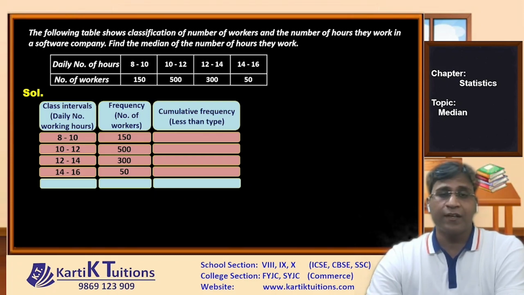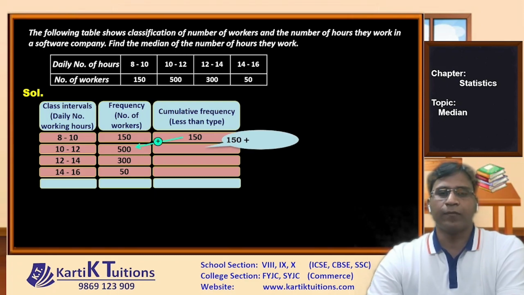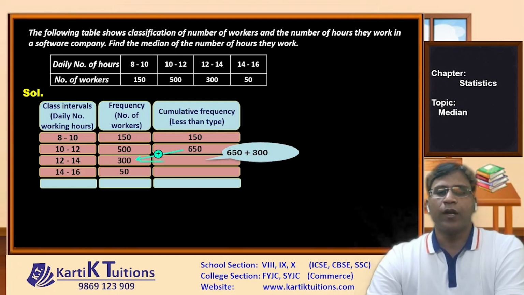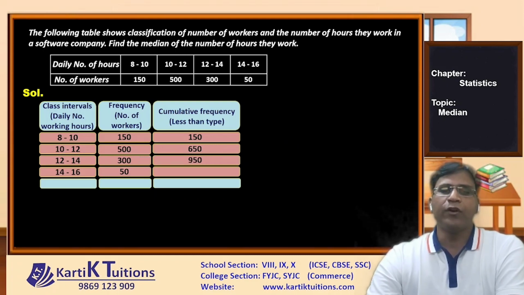As I told you, it is a less than type, so we start adding from top to bottom. When I say cumulative frequency, for the first class the frequency is 150, so the cumulative frequency will also be 150. For the second class, we add 150 to 500, which gives us 650. Now add this 650 to 300 to get the cumulative frequency for the third class. So it becomes 950. Now add this 950 to 50 for the fourth class. So it becomes 1000. Here our N, that is summation of Fi, is nothing but 1000.